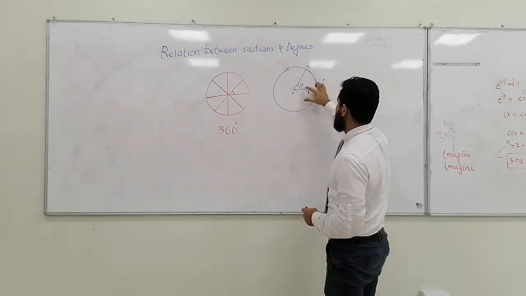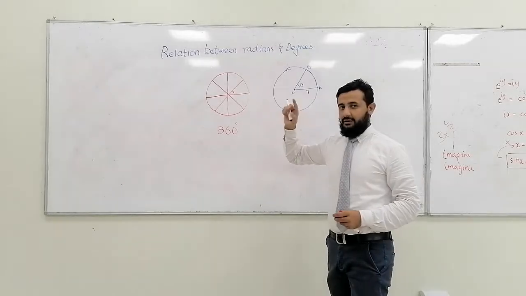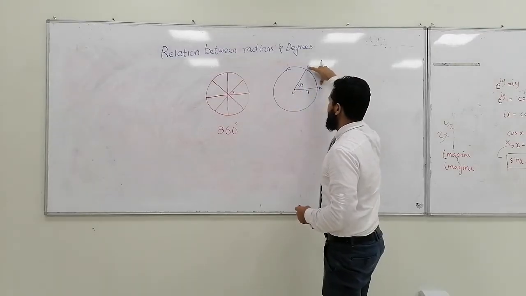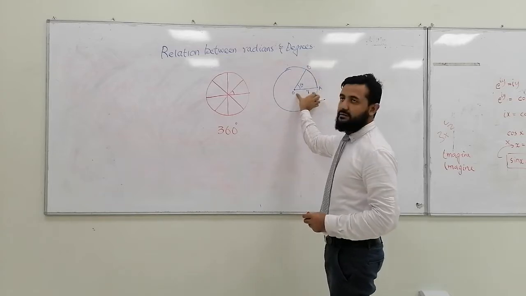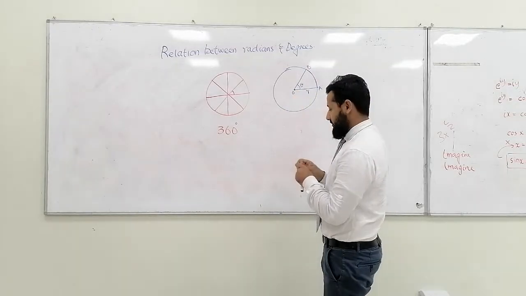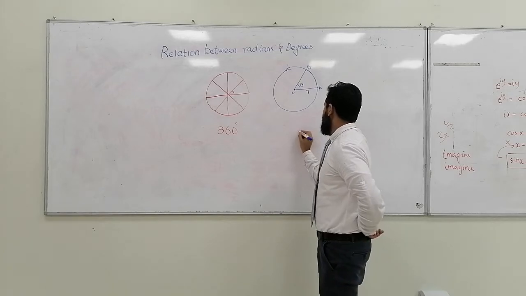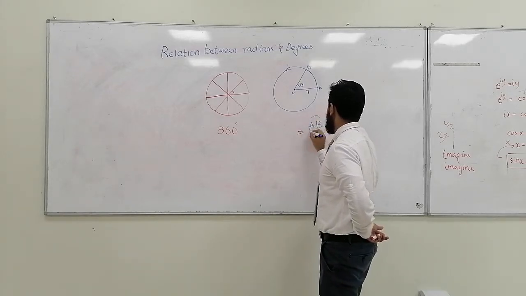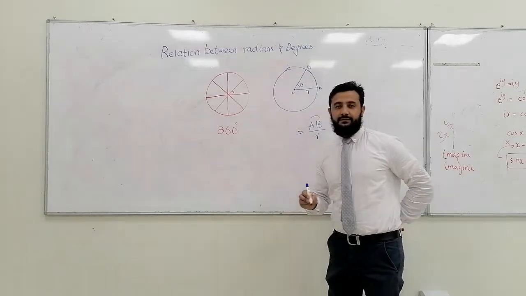If I want to measure this angle in radians, this theta in radians, it's going to be the length of the arc divided by the radius. So basically, radian is the ratio of the length of the arc to the radius.